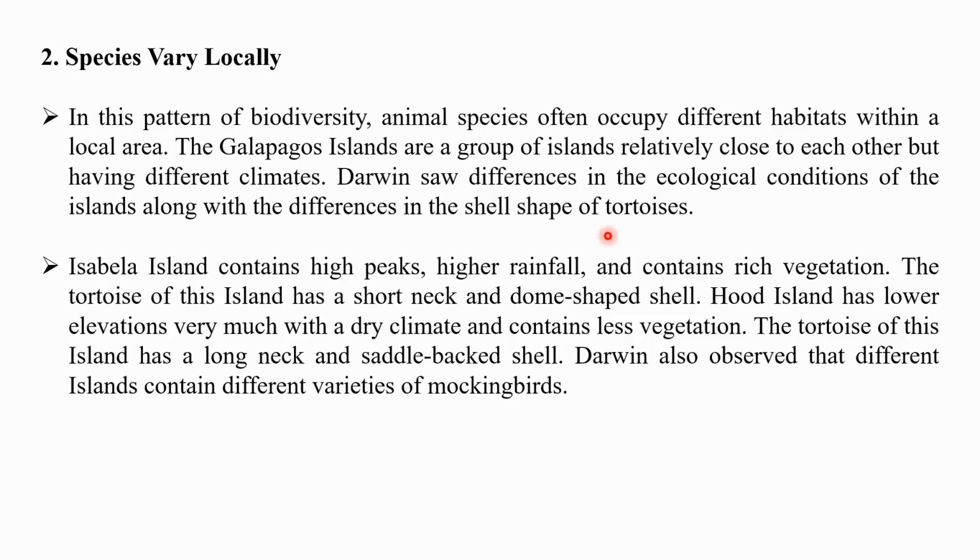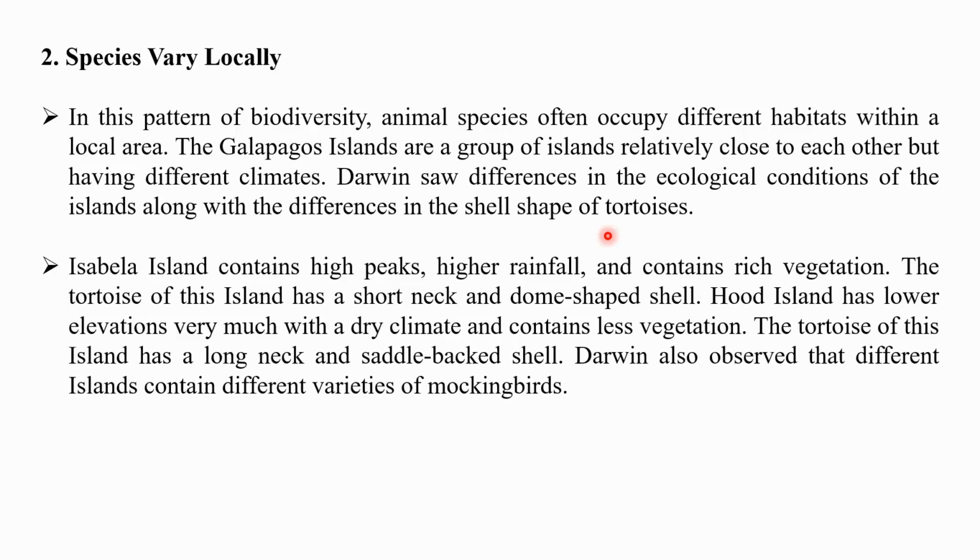The next example is Isabella Island that contains high peaks, higher rainfall, and rich vegetation. The tortoise of this island, if I compare with the other islands, for example, the Hood Island, has a short neck and a dome-shaped shell on the basis of the requirement based on the environmental conditions like high peaks, higher rainfall, and higher vegetation.